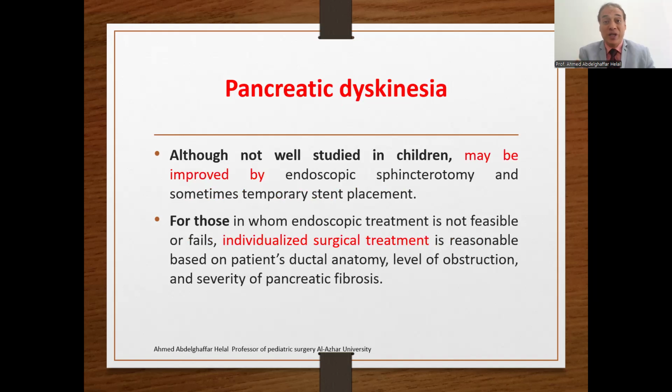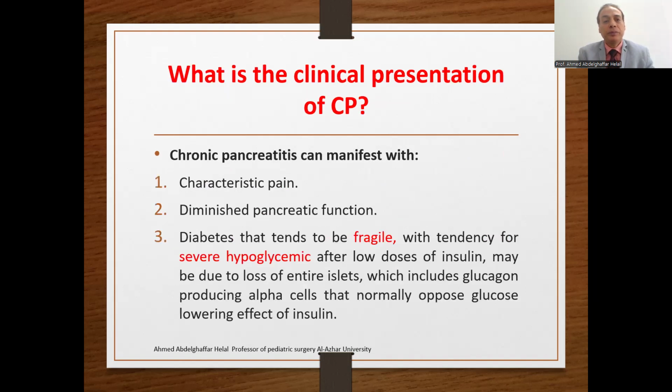Pancreatic dyskinesia is described in the literature, although it's not well studied in children, and may be improved with endoscopic sphincterotomy, sometimes with a stent placement, a temporary stent. For those where endoscopic treatment is not feasible or fails, individualized surgical treatment of dyskinesia is reasonable based on the patient's ductal anatomy, the level of the obstruction, and the severity of the pancreatic fibrosis.